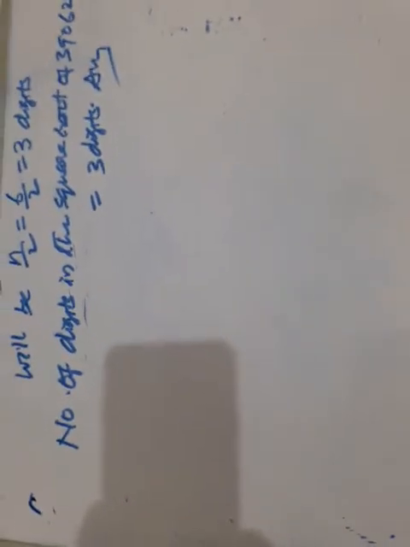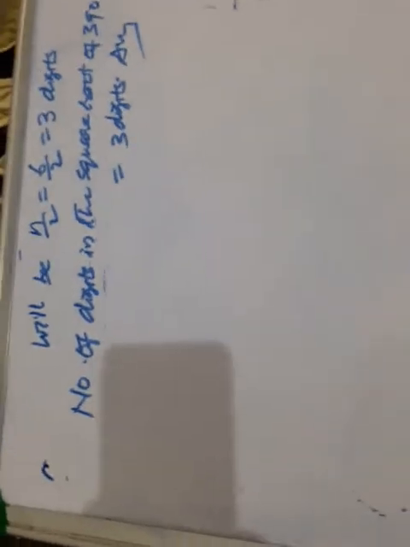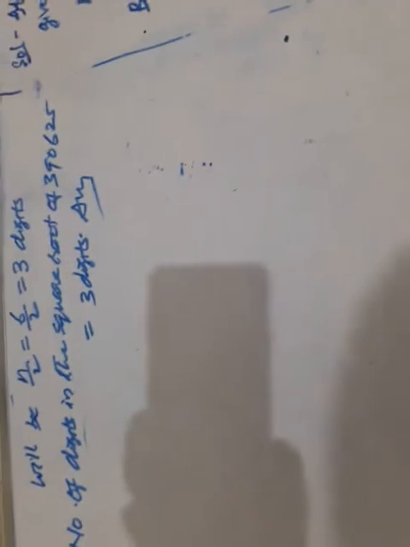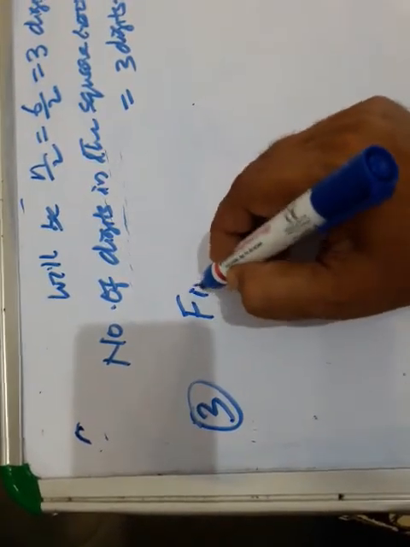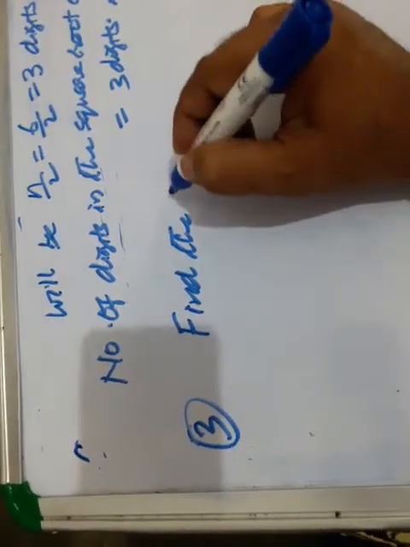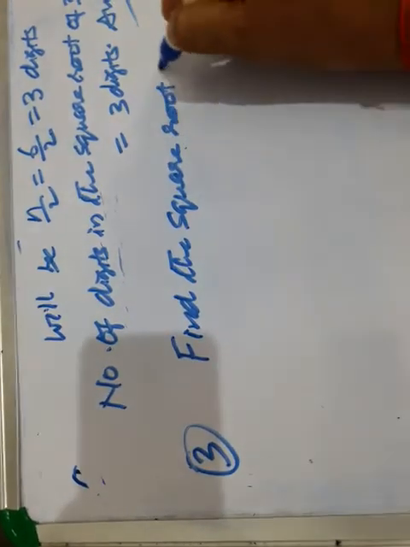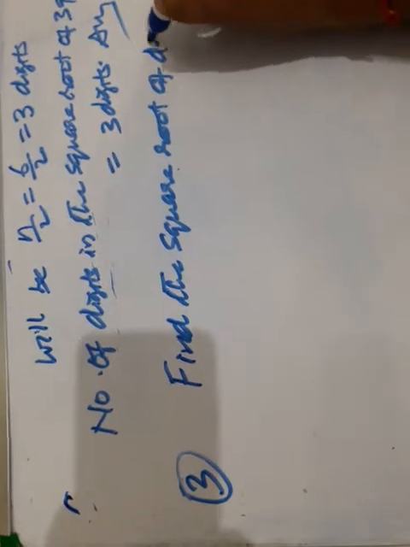Now what is the next question children? Now question number 1 and question number 2 we have finished. Clear? What is question number 3? Let us see. Question number 3 states that find the square root of the following decimal numbers.